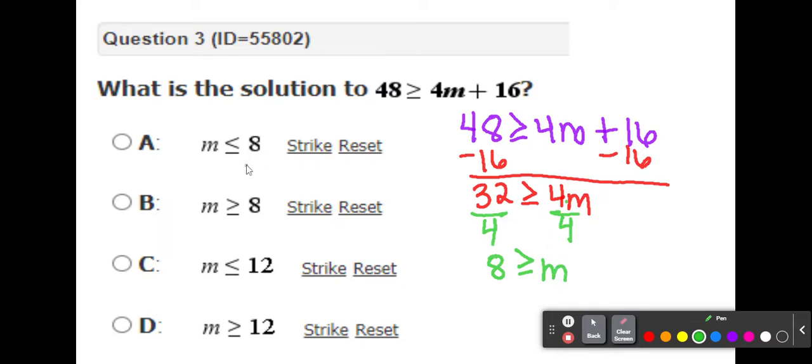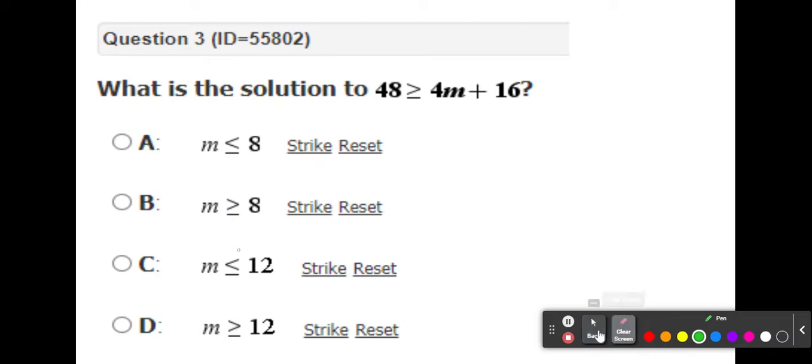But in my answer choices, the m is on the other side. So I still want the m to be the smaller side of the inequality, which is like this. The m is the smaller side. So a lot of you picked this one. Maybe you were looking at the sign, but we want the m to still be the smaller side of the inequality. All right.